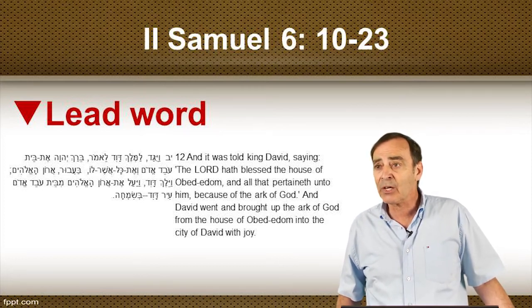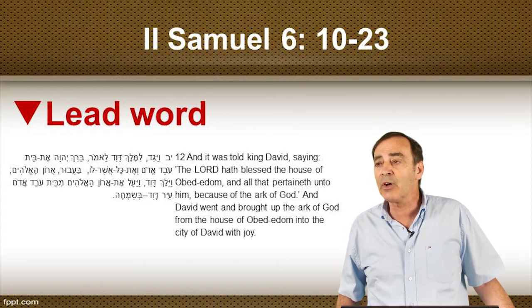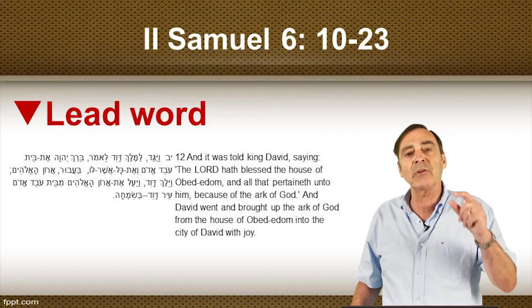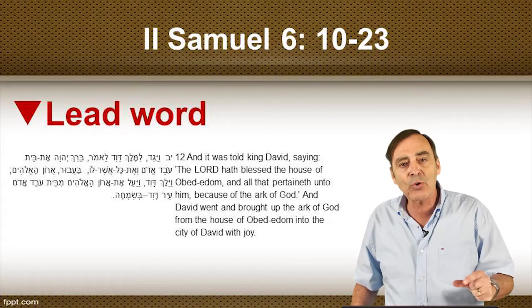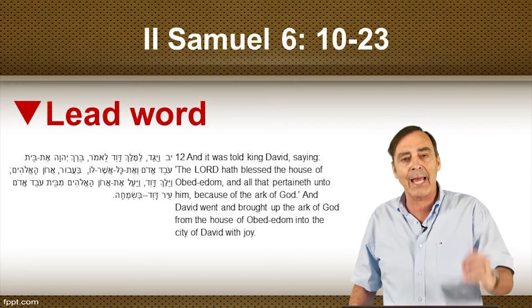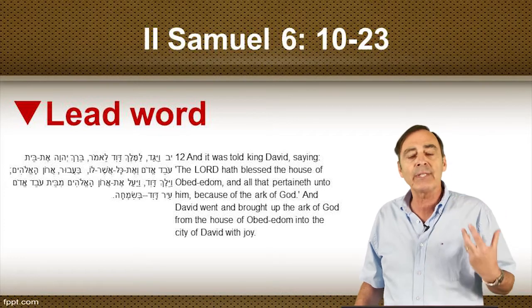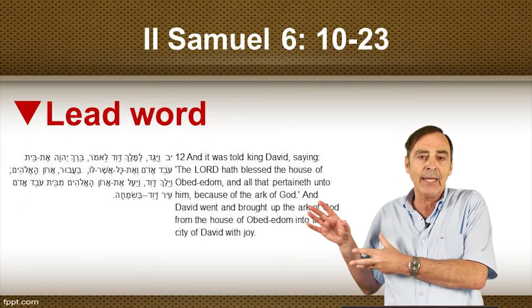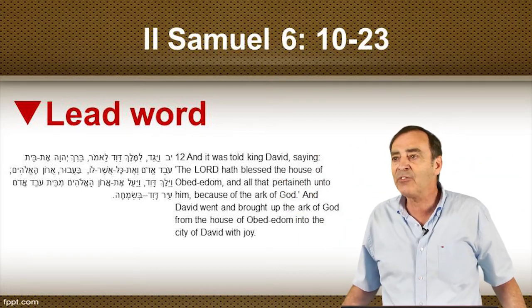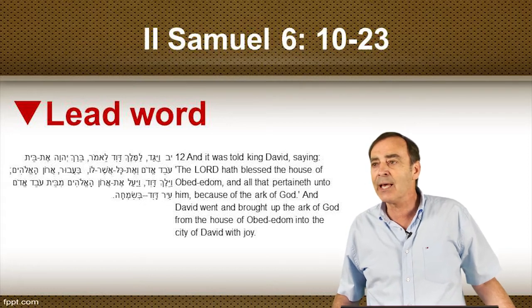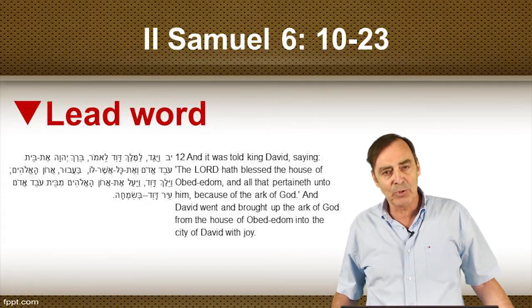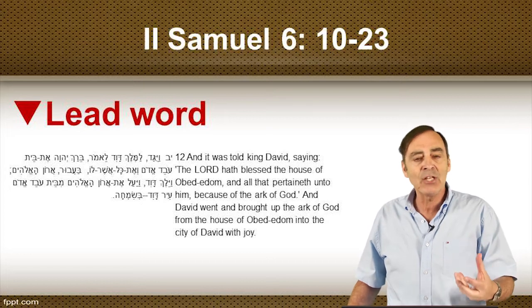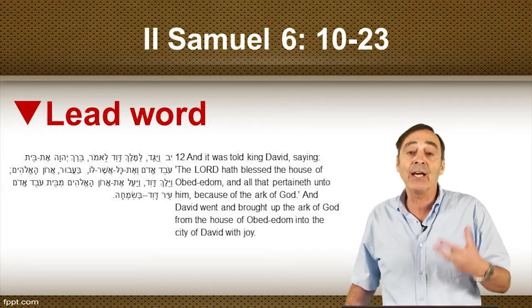Then it says, because of the ark of God, and David went and brought up the ark of God. Here it doesn't refer to him as the king, but rather as David, because here he's going as an individual to assume a critical active role in this whole process. Here we see his greatness as an active individual, as an active leader, and not necessarily as the symbolic role of king. And then finally, at the end of the verse, it says, into the city of David with joy.